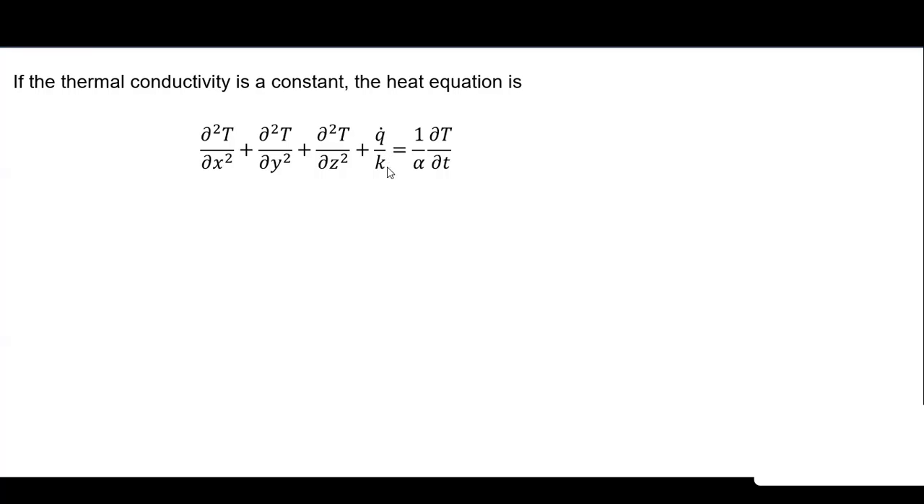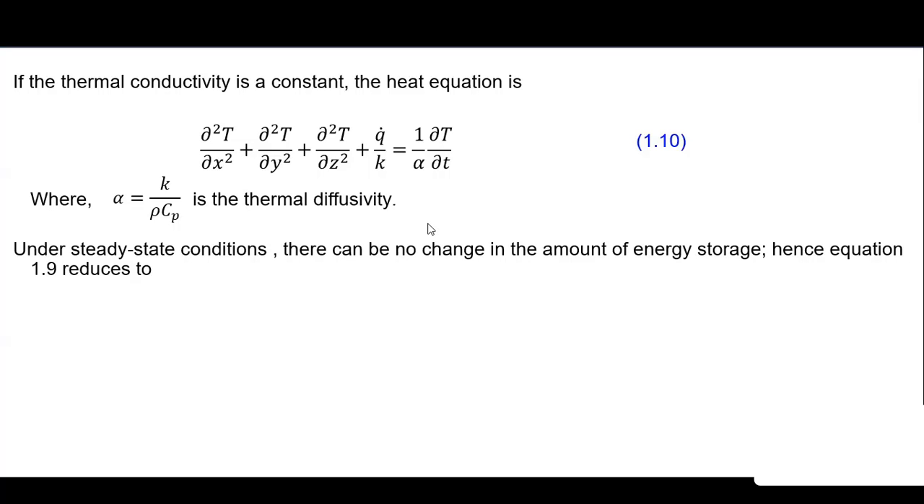So this term will become q dot upon k. And here it was rho Cp upon k. We already introduced a term k upon rho Cp and we have termed it as thermal diffusivity. So this term will become 1 upon alpha, and then this equation has del T upon del t. Here k upon rho Cp is equal to alpha, which you have already seen as thermal diffusivity.